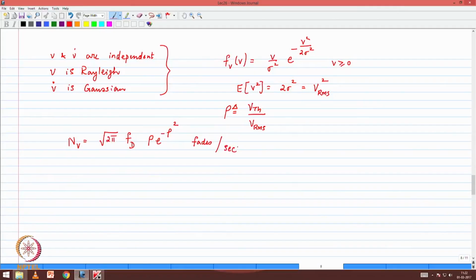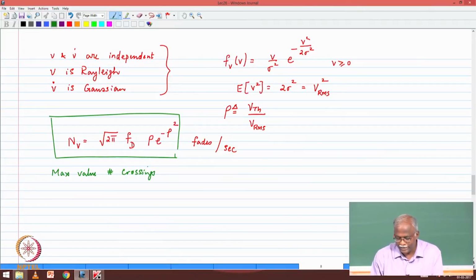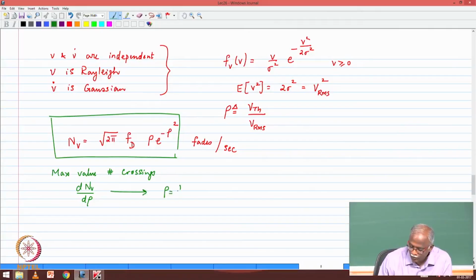Again, the integration is not difficult, but nevertheless the result is more important, so I have chosen to focus on that. Okay, the expression is very important. Now this is a function, if you look at it carefully, that will first increase and will then decrease. So it is useful for us to find where the maximum value of the number of crossings occurs. If you differentiate N_V with respect to rho, dN_V by d rho, and set it equal to 0, then you should find that the maximum occurs at rho equal to 1 by root 2.